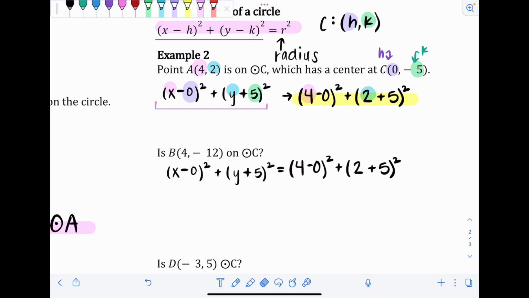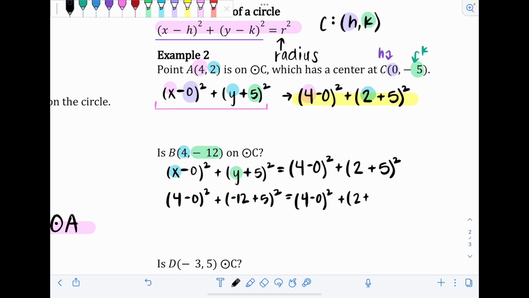Okay, so for point B, x is going to be 4 and y is going to be negative 12. So we'll put those in there. So it would be (4 minus 0) squared plus (negative 12 plus 5) squared equals (4 minus 0) squared plus (2 plus 5) squared.